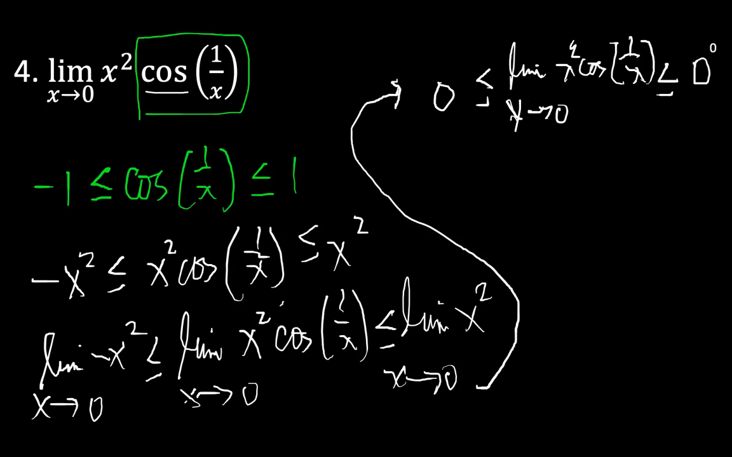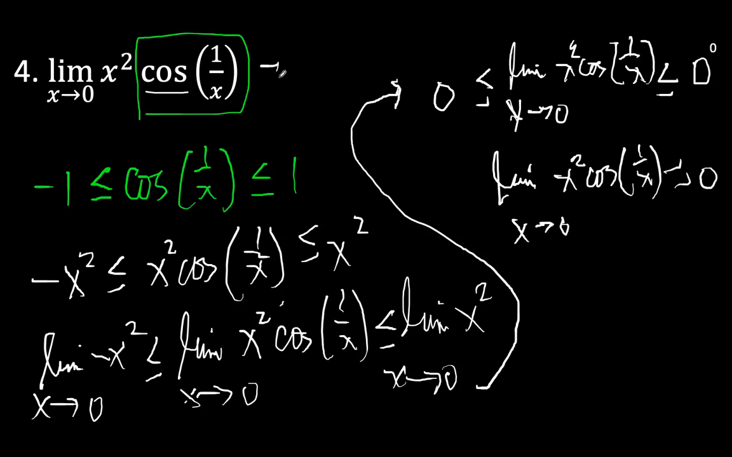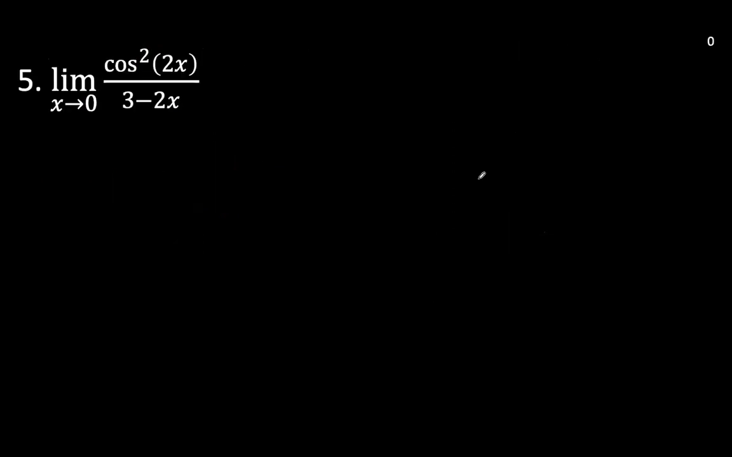So since the given limit of x squared cosine 1 over x as x approaches 0 is sandwiched or squeezed between 0 and 0, therefore, the limit of x squared cosine 1 over x as x approaches 0 is equal to 0. Therefore, the value here is 0. All right? And I hope we got the same answer. Okay. And let's work on another problem.